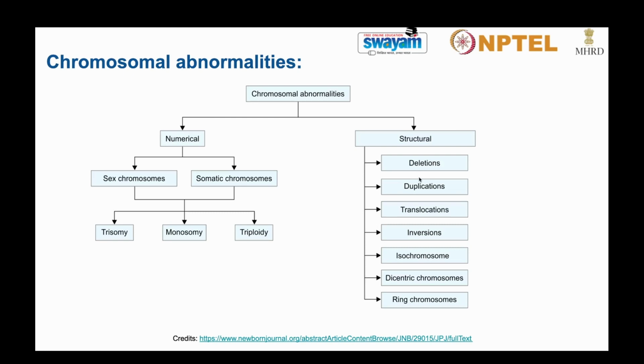This is at the level of numbers. At the level of structures, there are deletions in a chromosome or duplication, where a particular segment inside that chromosome can duplicate. There could be translocations, where one segment of the chromosome translocates to some other chromosome. There could be inversions, where due to double strand breaks, a particular segment gets separated from the chromosome, gets inverted, and is inserted again. Or isochromosomes, then dicentric chromosomes, where there are two centromeres, and ring chromosomes, in which there are double strand breaks and the remaining part of the chromosome forms a ring and joins back. These are different abnormalities which occur at the level of chromosomes.